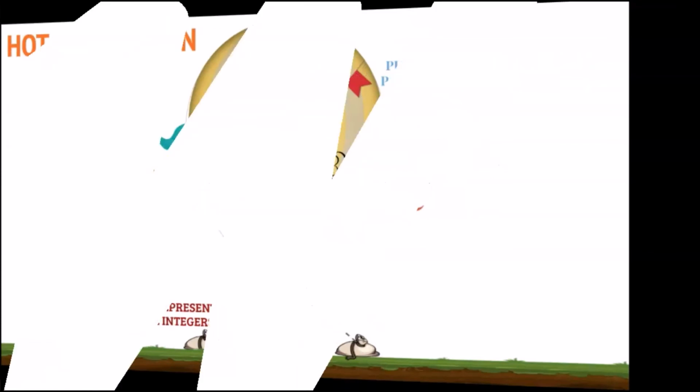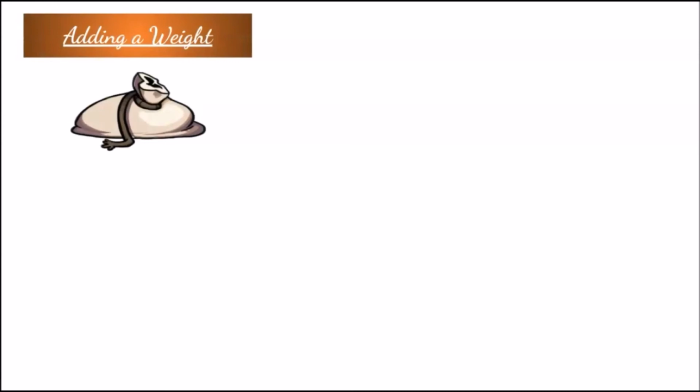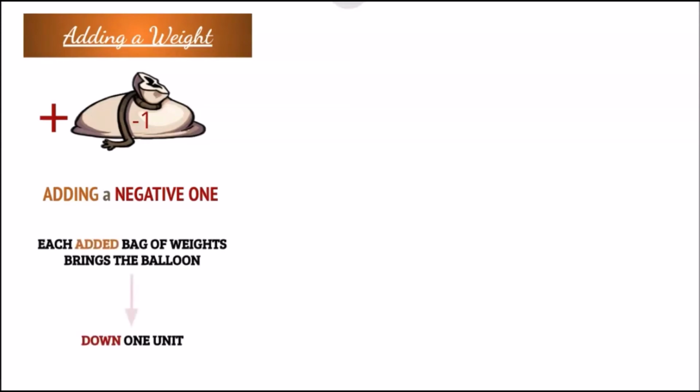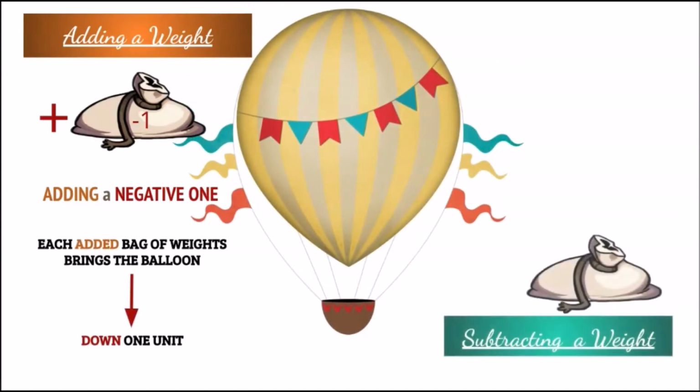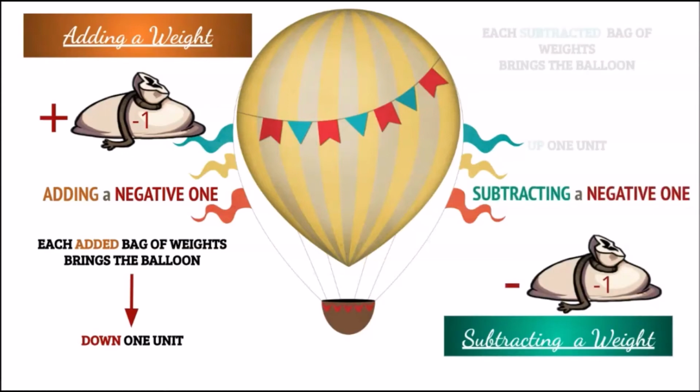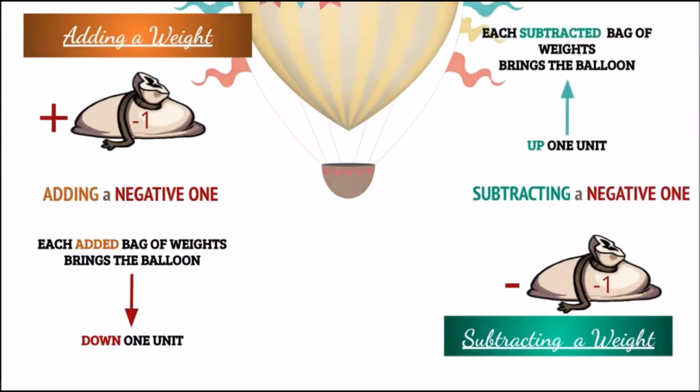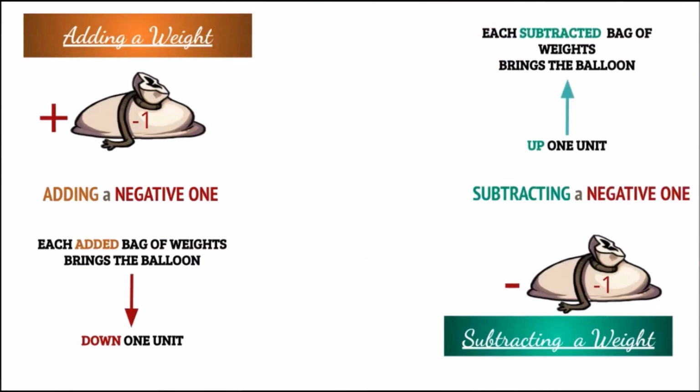Before you begin your lesson, it is critical that you define what adding a weight does to the balloon. First, kids must understand that a weight is like a -1. So if you're adding a weight, you're adding a -1, and in this instance, it will bring the balloon down 1 unit. If you're subtracting a weight, remember, a weight represents -1. So you're subtracting a -1, and in this case, it will take the balloon up 1 unit.